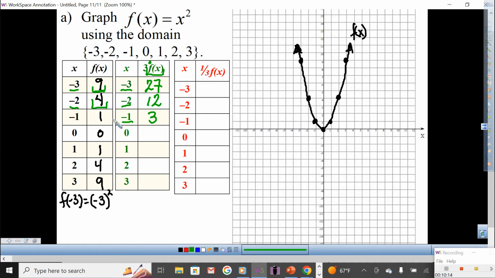So let's see. F of x for -1 was 1. 1 times 3 is 3. And therefore this is 0. Can you fill in the rest, please? Finish off. All right. Share with your neighbor, see what they got. Make sure they got the same thing as you.